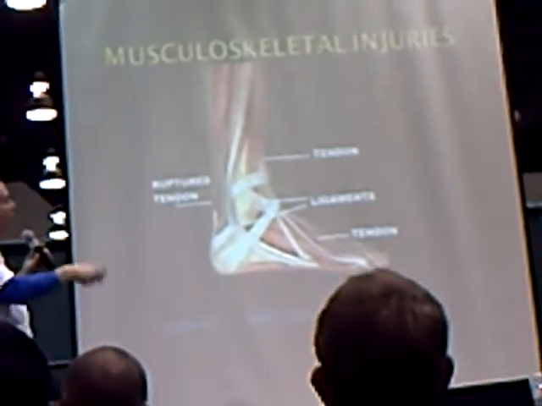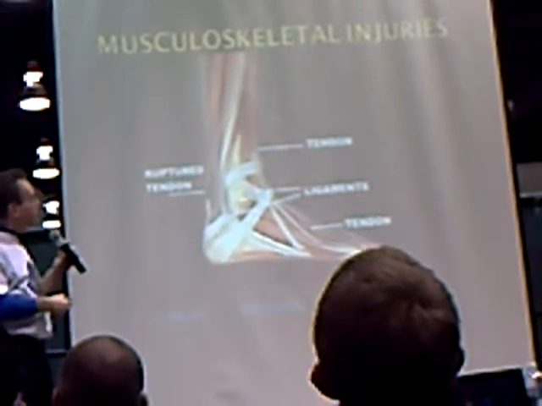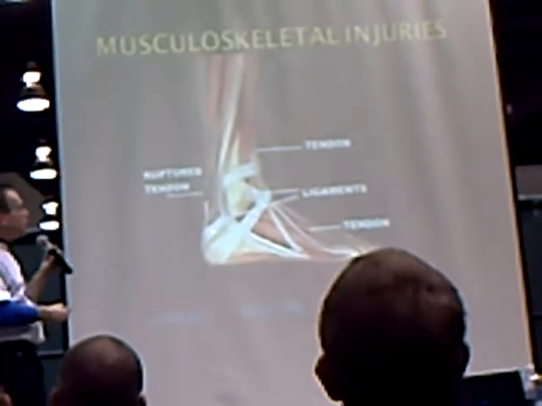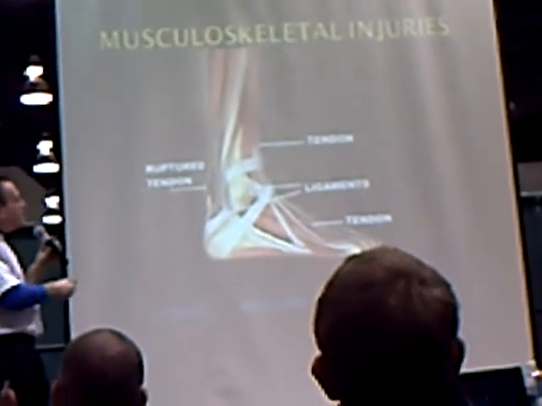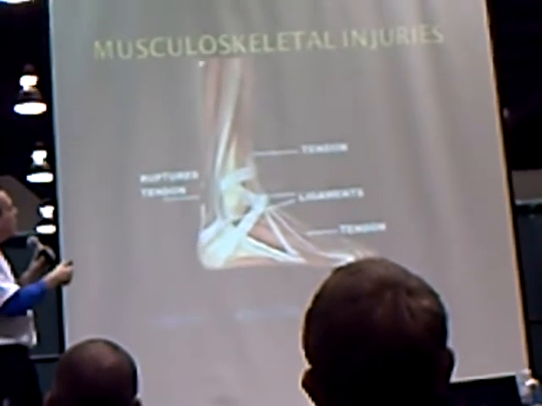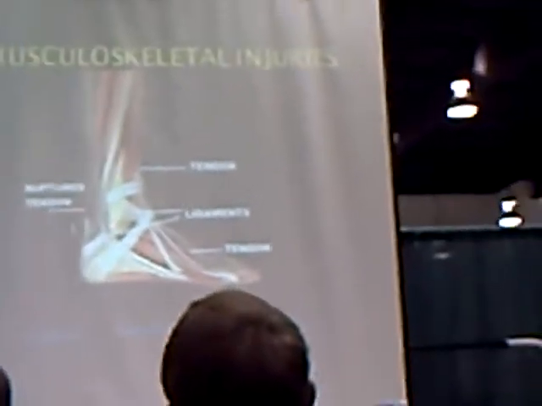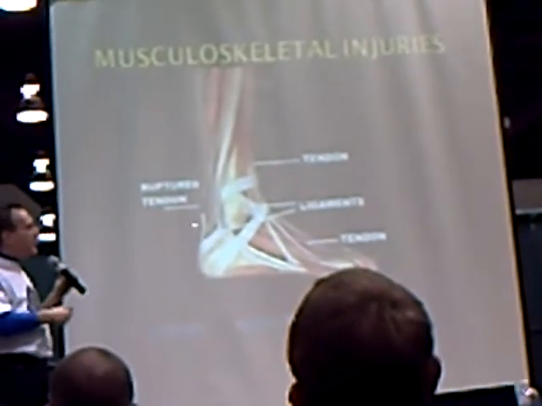Basically, you need the integrity of all of these in order to have normal support, strength, and locomotion. This is your Achilles tendon. It's basically a tendon that goes from the heel all the way up to the lower leg, and when a tendon is torn, it is referred to as being ruptured.